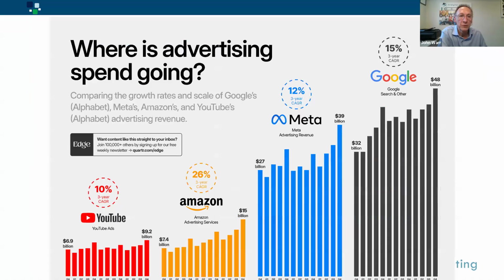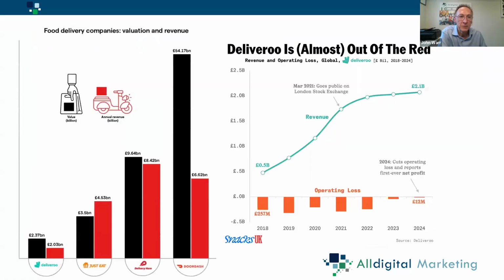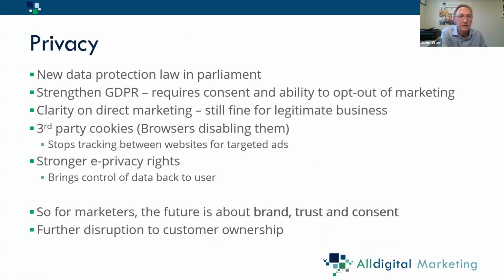The other thing that's coming around the corner is privacy. We're going to lose third-party cookies. They're already being disabled. We're getting stronger e-privacy rights, which means that the control of the data is going to reside with the user. So for marketers, if you follow all the latest documents or all the latest trends, it's all about building brand, building trust, and building consent. So everything is going to be about consent. How do you build consent?